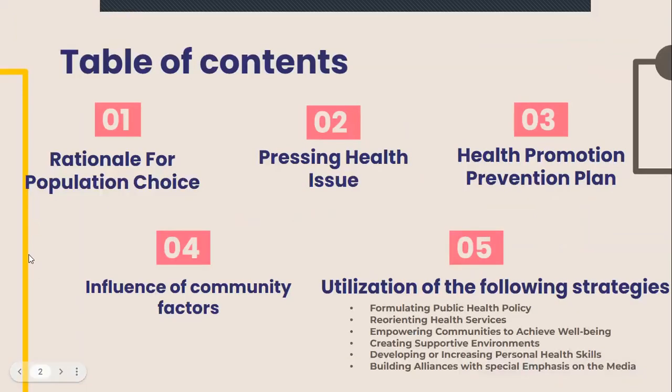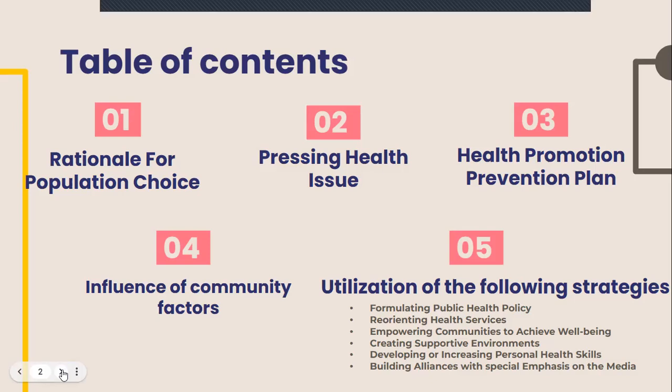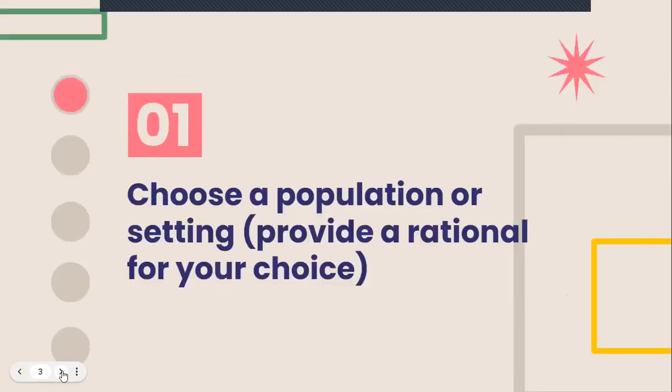Our table of contents consists of rationale for population choice, pressing health issues, health promotion prevention plan, the influence of the community and factors, utilization of the following strategies. The topic that we chose was women, and the topic that we chose to do based on women is endometriosis. I will now hand you over to Vanessa.